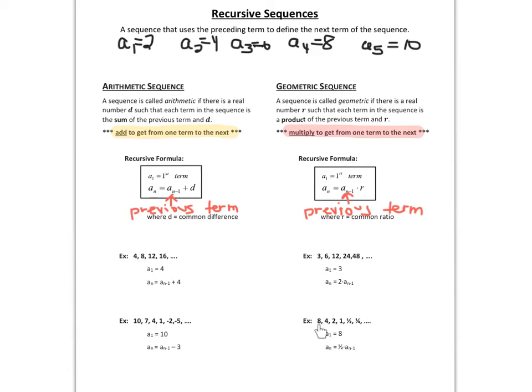Okay, and then finally, if we look at this example down here, we see the first term is equal to 8. So that's why we have an 8 right here. Then to find any term you want, you take the previous term, a sub n minus 1, and you just multiply it by 1/2.